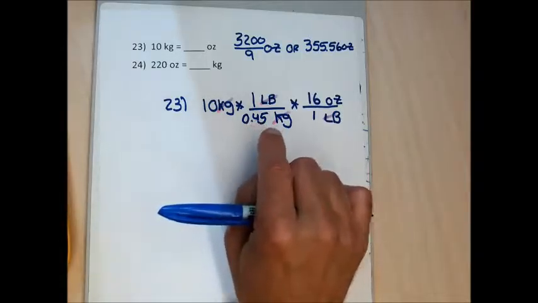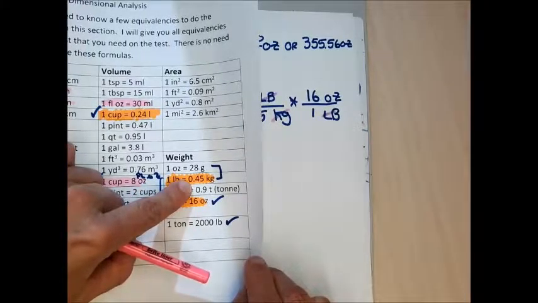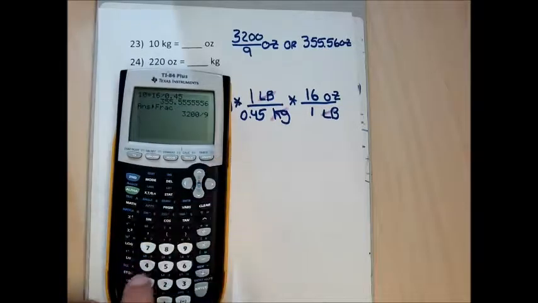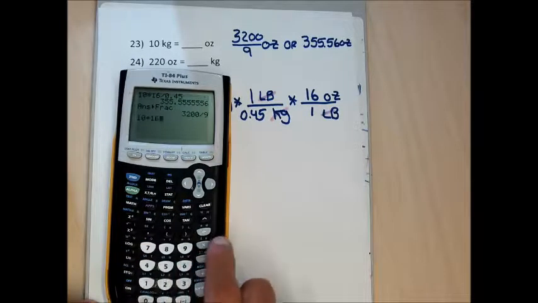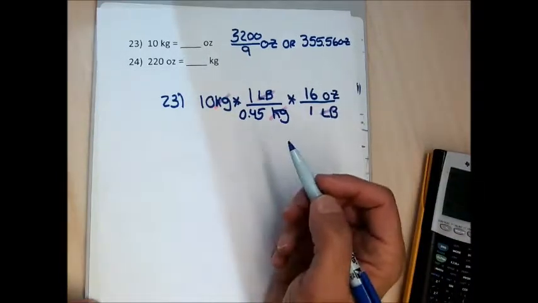So I started at 10 kilograms. I used 1 pound as 0.45 kilograms. I did 1 pound as 16 ounces. I feel good about that. I do 10 times 16 divided by 0.45, and I get that exact number. The way that I did this was sneaky.